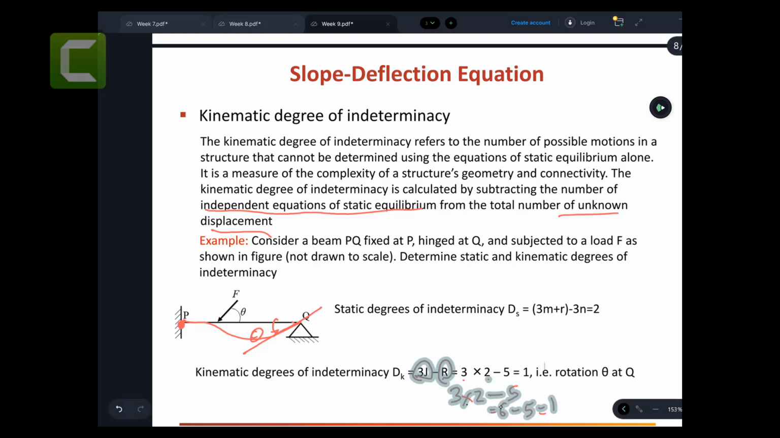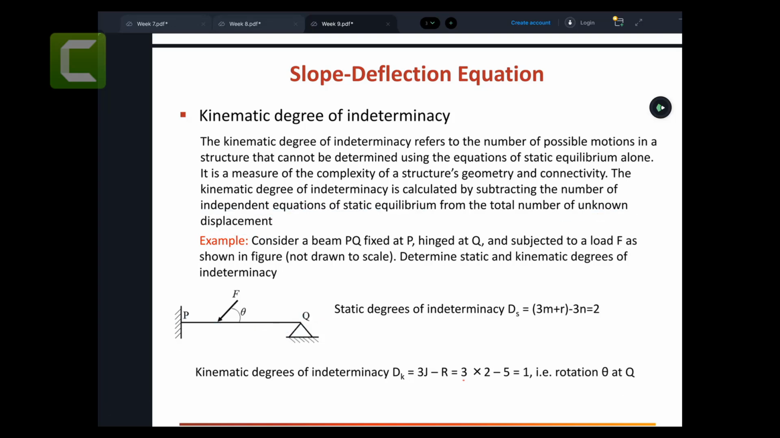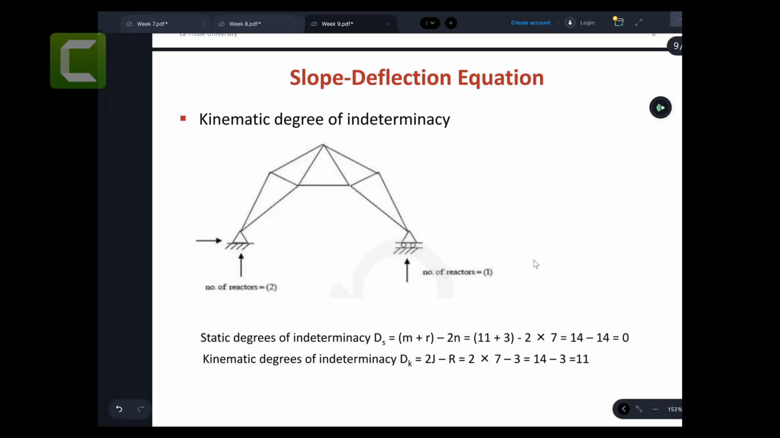The static indeterminacy is 2, but the kinematic indeterminacy is 1. Does it make sense, kind of? Or I can stop here. Thumbs up. Let's test your knowledge. Okay, let's do the truss one. For the truss, you remember that, right?